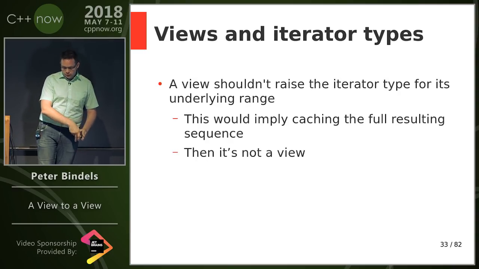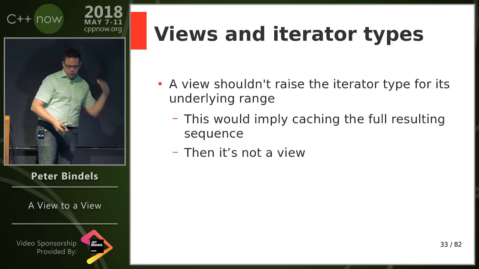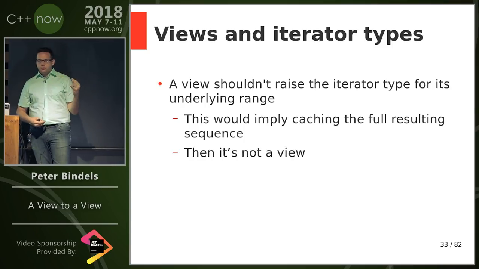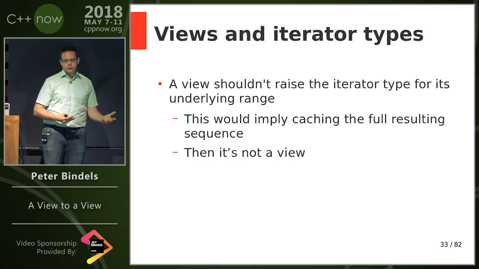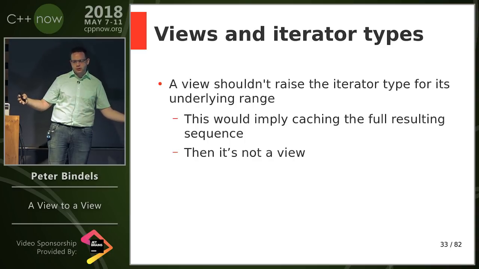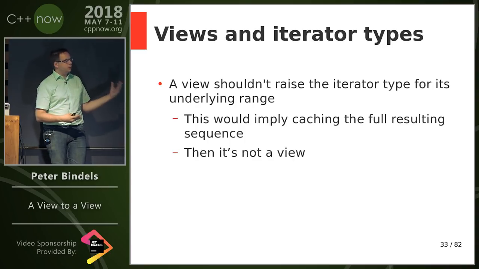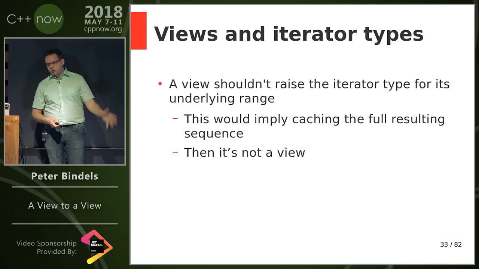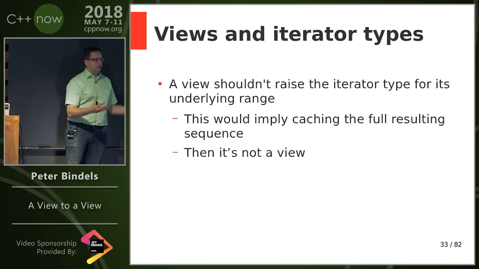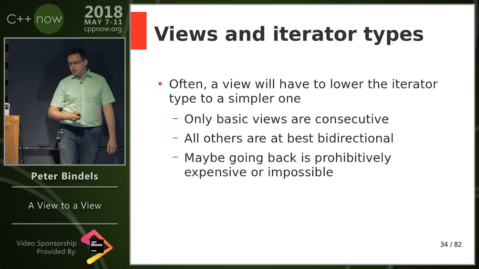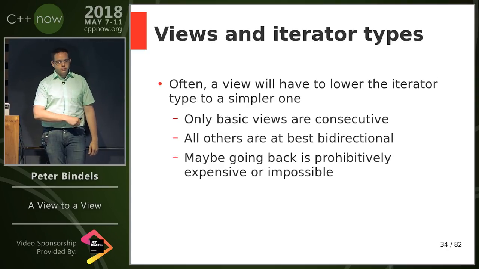So we have views and iterator types. If I make a view over a range, then I typically shouldn't be raising the iterator level. So if I have an input iterator, I shouldn't be making it a forward iterator, because that implies that I'm caching the entire input stream. You can do that, and it will work, but then it's just not a view. It's basically just an action. It's a copy.